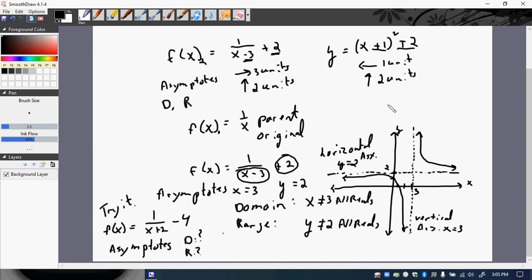So I want a repeat of this example for my try it. I want you to go ahead and graph it. Show it to me that you know how to graph this particular function. Show where the asymptotes are. Label them. Give me detail. And then tell me the domain and the range. And that's it. And then take a picture and send that to me.